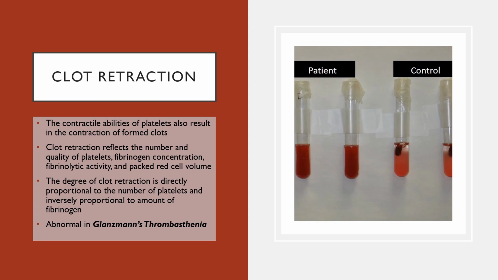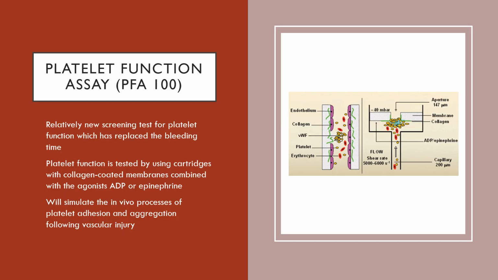So the degree of clot retraction is directly proportional to the number of platelets and inversely proportional to the amount of fibrinogen. We see an abnormal clot retraction pattern in Glanzmann's thrombasthenia, and we're going to talk more about platelet disorders in our next lecture. So I'm just bringing it up early so you can see the picture that goes along with that, but keep that in mind.